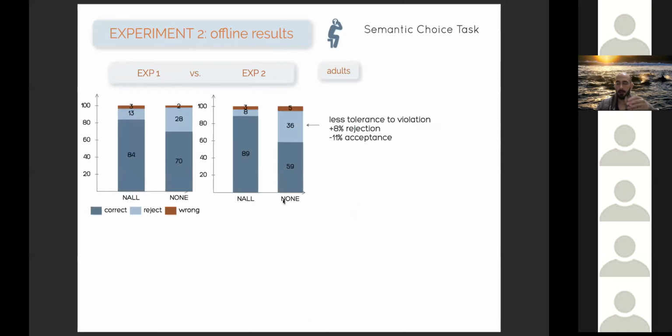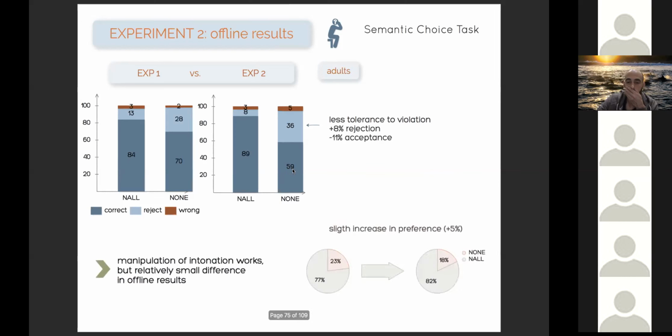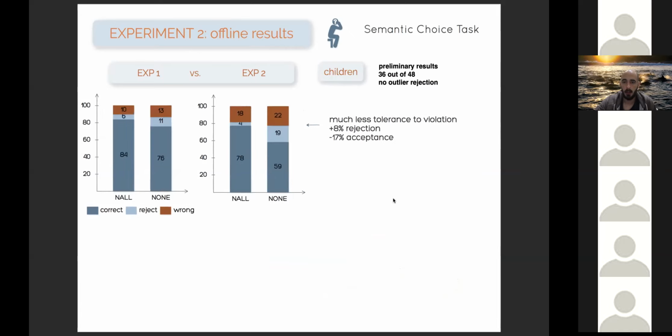Let's look at the choices first. In the adults, in the context that supports the implicature, they had a few fewer rejections and a little more acceptance. In the context that did not support the implicature, they had more rejections, so 11% less acceptance for the non-supporting context. This is good, because it tells us that the manipulation of the intonation has an effect. As for the preference, there was a slight increase of the preference for the null condition. So again, good news, though not a very big effect: only 5% here, 8% here. So it was working, but we're not sure how much, just by relying on the offline judgment.